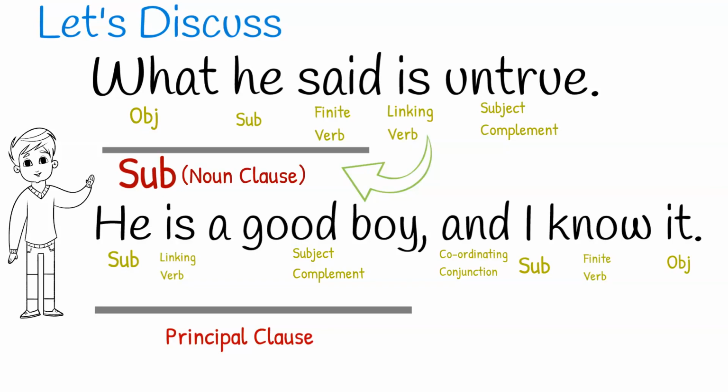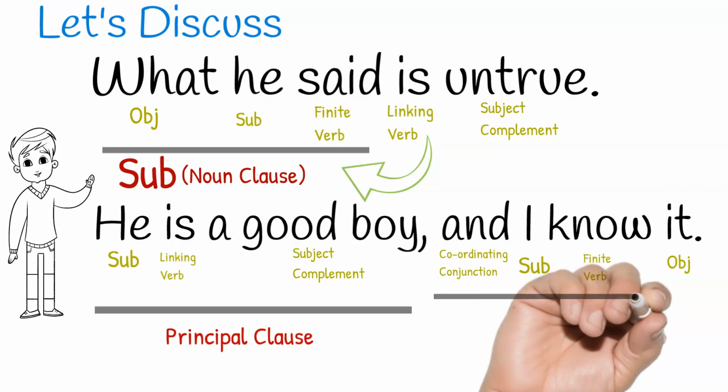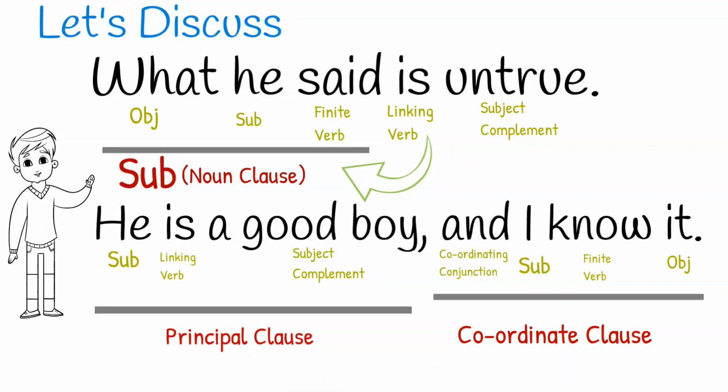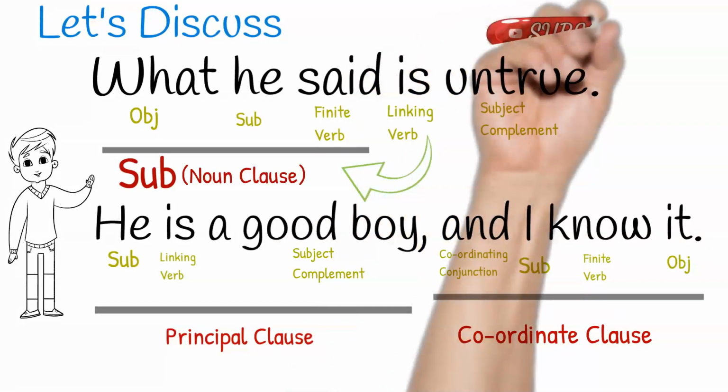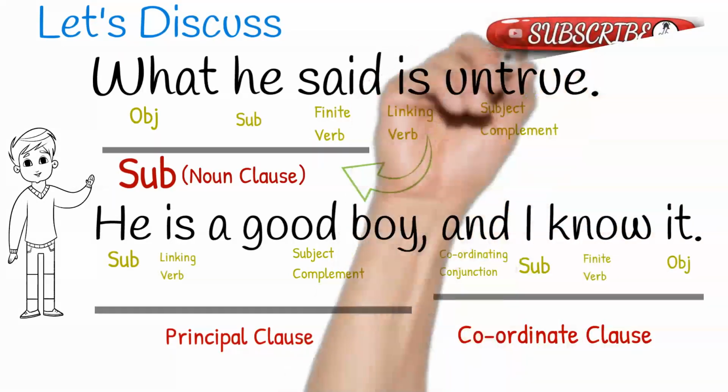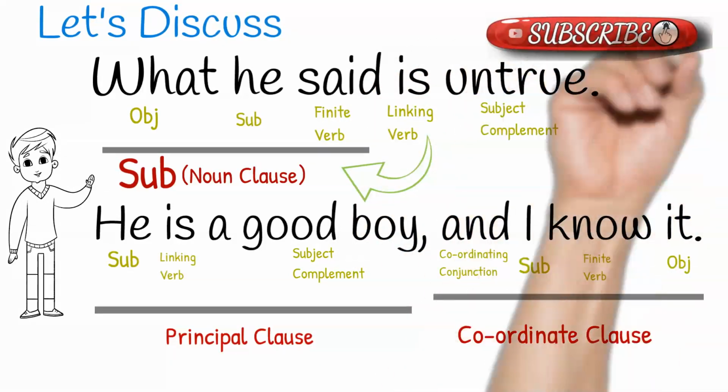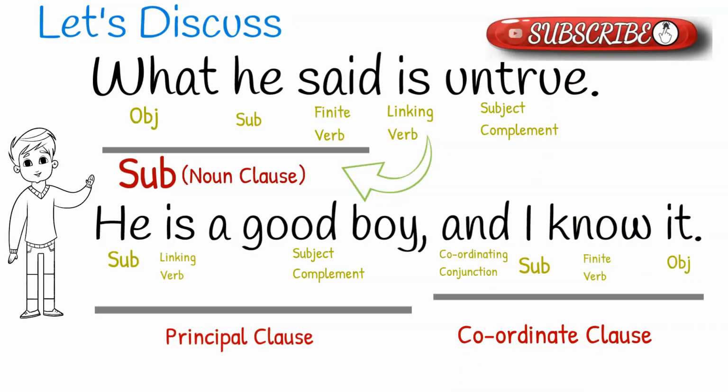Then we have a group of words, and I know it, which is another clause. It has its subject I and the finite verb know. This clause doesn't depend on its principal clause to express its meaning. And this clause is joined by the coordinating conjunction and to its principal clause. So this is a coordinate clause. Remember, coordinate clause and principal clause are both the same rank clause. Both are independent clauses and convey their meaning properly.